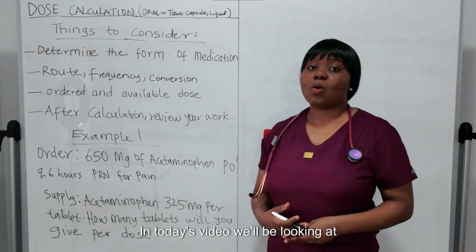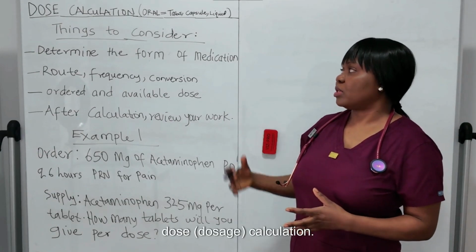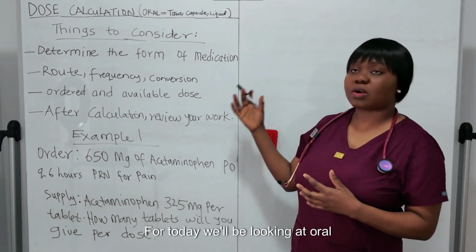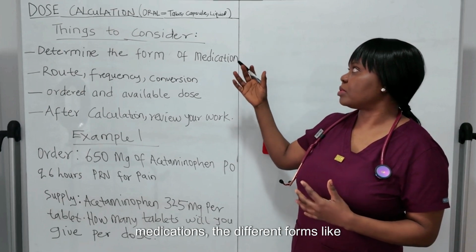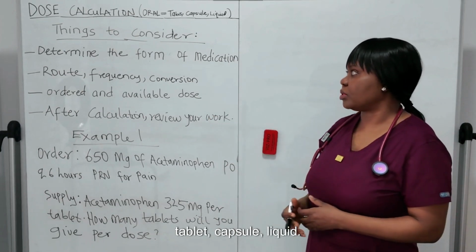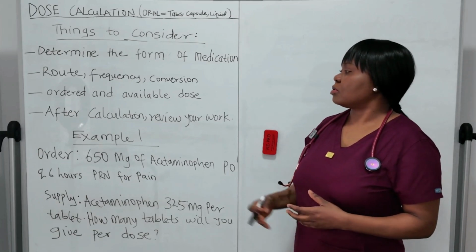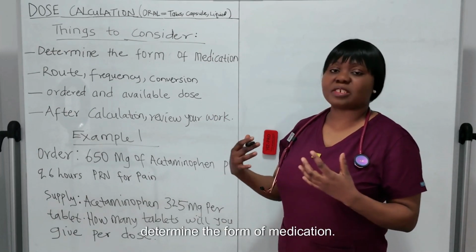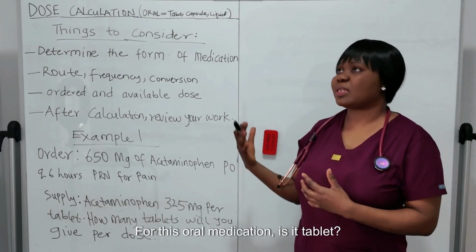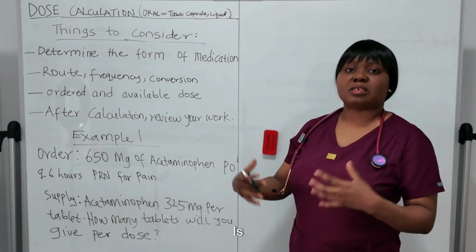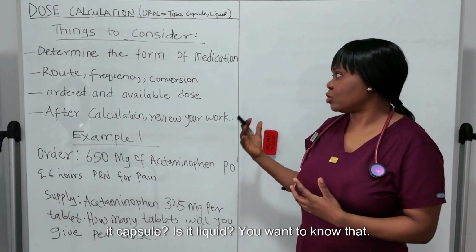In today's video we'll be looking at dose calculation. For today we'll be looking at oral medications, the different forms like tablet, capsule, liquid. Now there are some important things I want you to consider. Some of these things are: one, you need to determine the form of medication. For this oral medication, is it tablet, is it capsule, is it liquid? You want to know that.